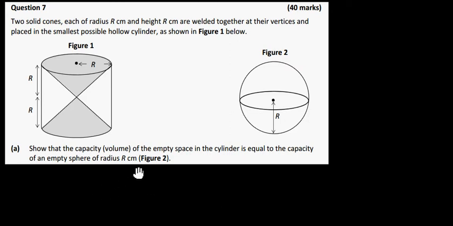We have to show that the capacity or the volume of the empty space in the cylinder, in other words this white part here, is equal to the capacity of the empty sphere of radius r. So in other words, the empty space in here should be equal to the volume of this sphere over here. So the way I'm going to do this is find the volume of the entire cylinder, find the volume of both cones, subtract them to give me the volume of the empty space. Then I'm going to find the volume of this sphere, and we should get the same answer.